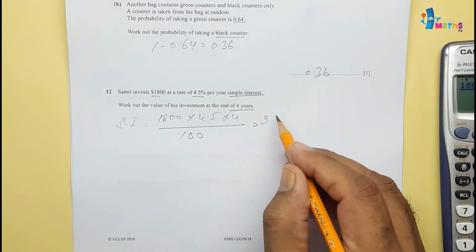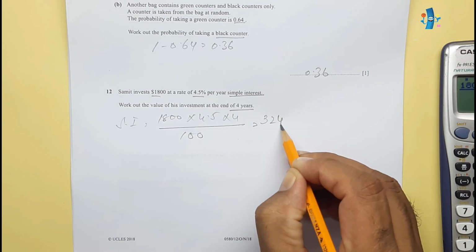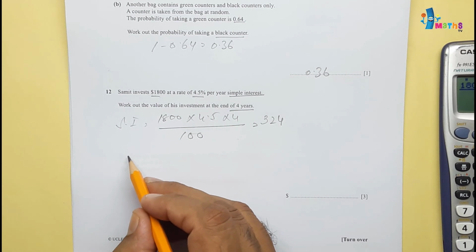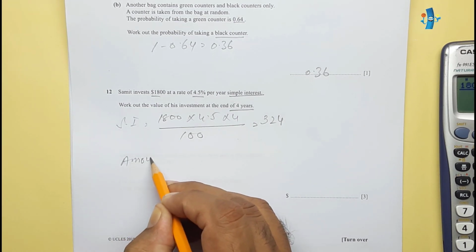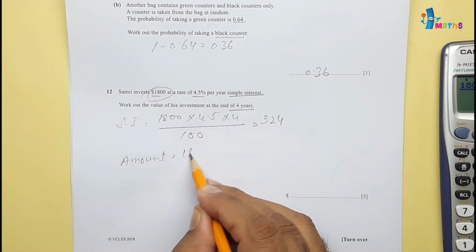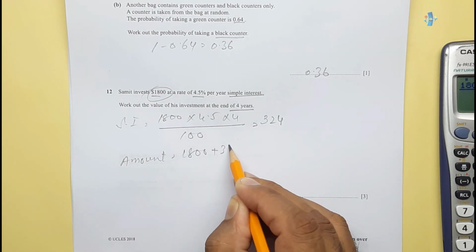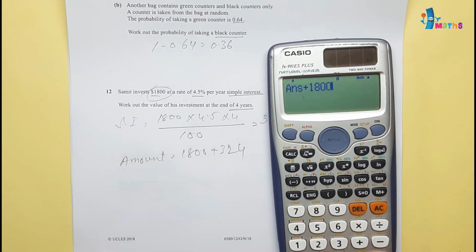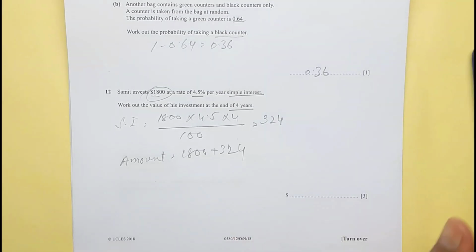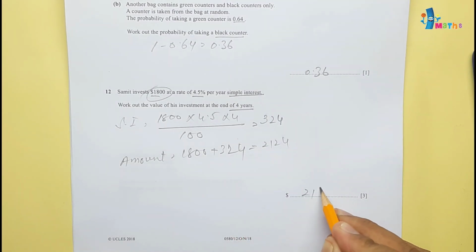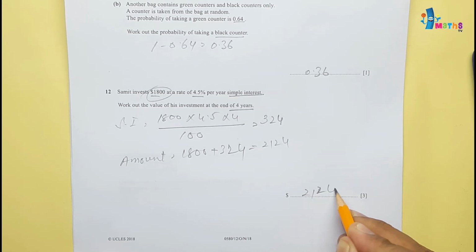The person will get $324 as interest, simple interest. Amount will be equal to principal amount, which is 1800 plus 324. So we have this calculator number plus 1800 resulting in $2124. So we can write here $2124. This will be our answer.